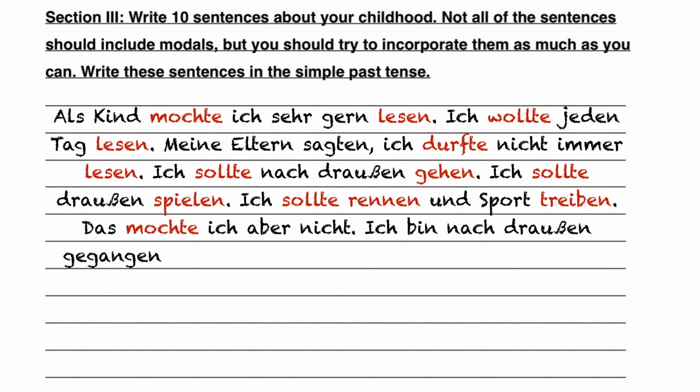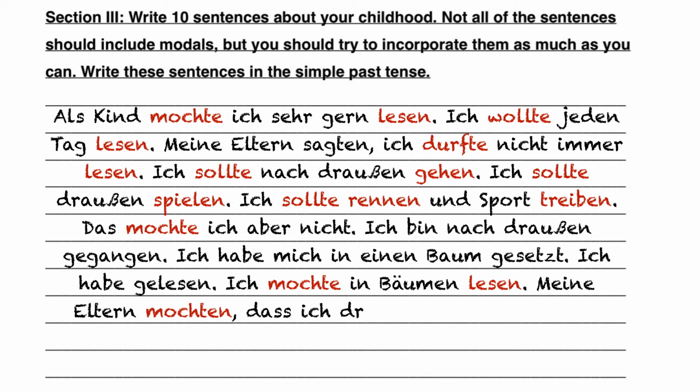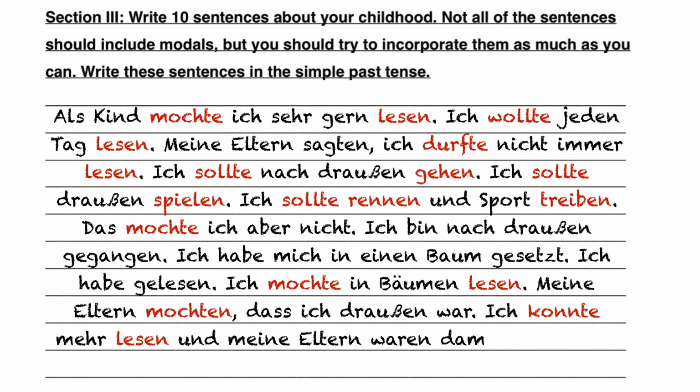Ich sollte rennen und Sport treiben. I should have ran and played in sports. Das mochte ich aber nicht. But I didn't like to do that. Ich bin nach draußen gegangen. I went outside. Ich habe mich in einen Baum gesetzt. I sat myself down in a tree. Ich habe gelesen. I read.